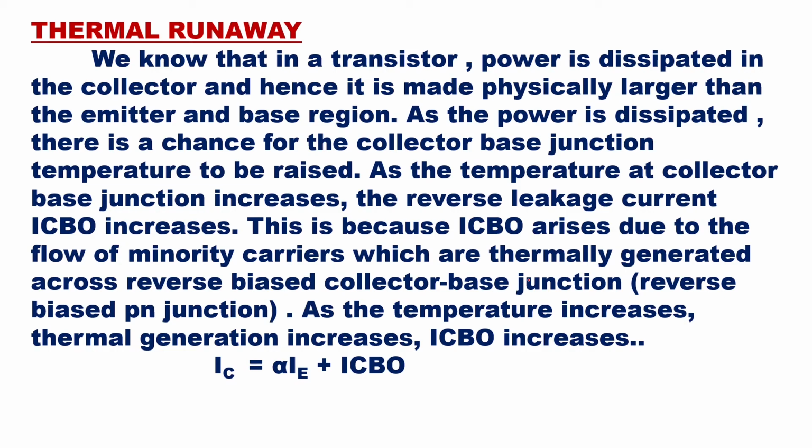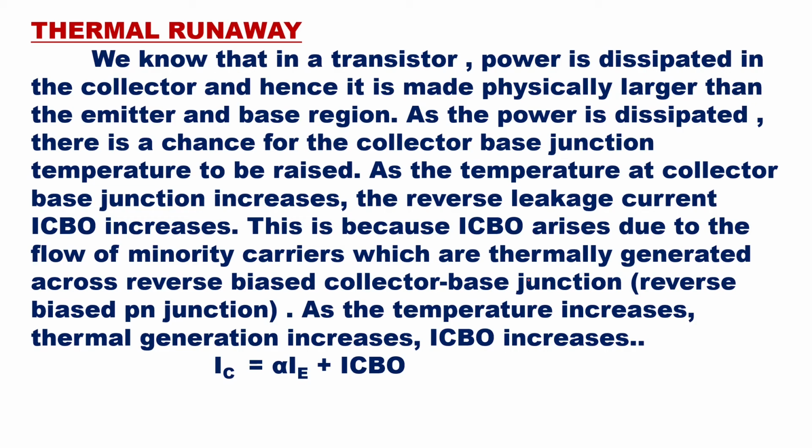As the power is dissipated, there is a chance for the collector base junction temperature to be raised. As the temperature at the collector base junction increases, the reverse leakage current ICBO increases because there are minority charge carriers. This is because ICBO arises due to the flow of minority carriers, which are thermally generated across the reverse biased collector base PN junction. As the temperature increases, thermal generation increases, so the leakage current ICBO increases. Because the leakage current ICBO increases, the collector current also increases.